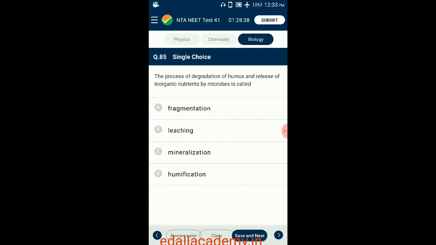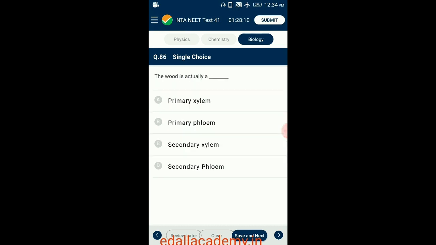Question number 85. The process of release of inorganic nutrients by microbes is called. Humus is a dark colored substance; when it degrades, inorganic nutrients are released. This is called mineralization. So the answer for this question is option C, mineralization.